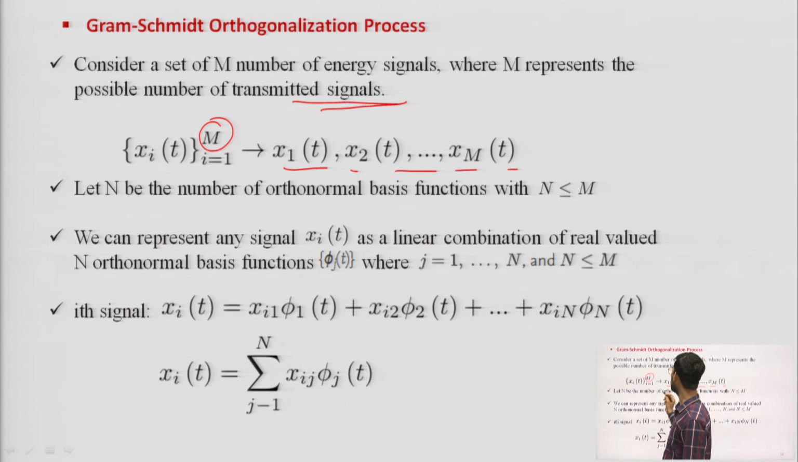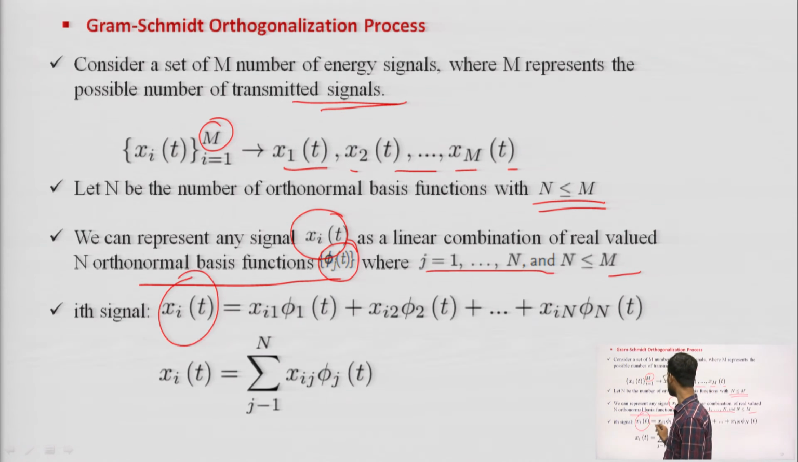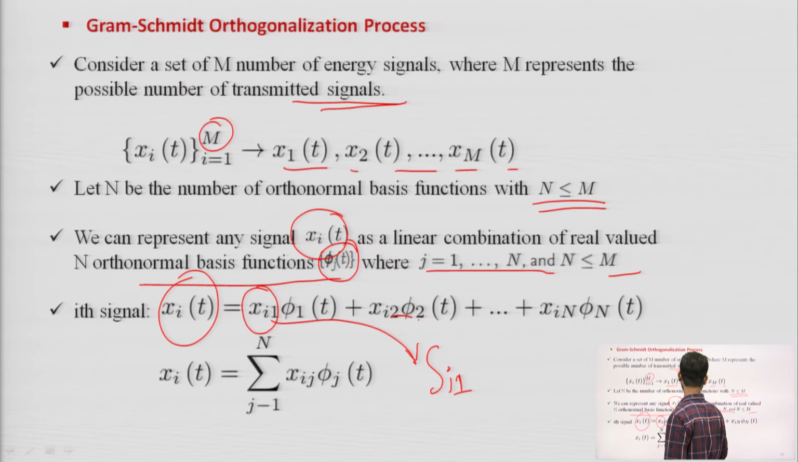Now let n be the number of orthonormal basis functions with n less than or equal to m. From the first slide we are watching this. We can represent any signal xi of t as a linear combination of real valued and orthonormal basis functions phi j t, where j equal to 1 to n, that is n less than or equal to m. So I can represent this xi t as xi1 phi 1 t. In the previous slide this was your Si1, Si2, Sin.